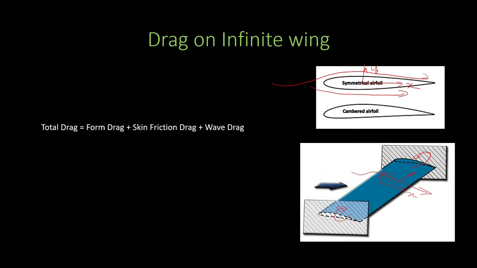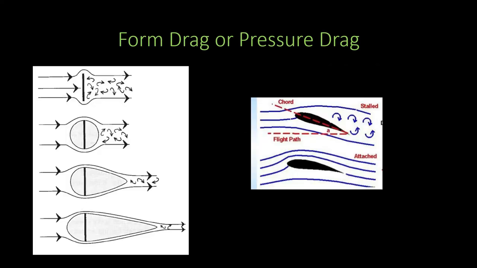Now what are the different types of drag acting on an airfoil? There are basically three types of drag which are acting on an airfoil. The three types of drag are form drag, skin friction drag and wave drag. Try and understand each of them one by one. First, form drag or pressure drag.